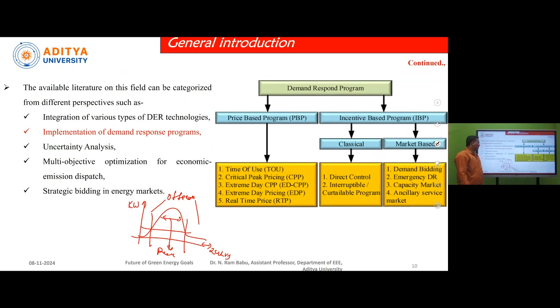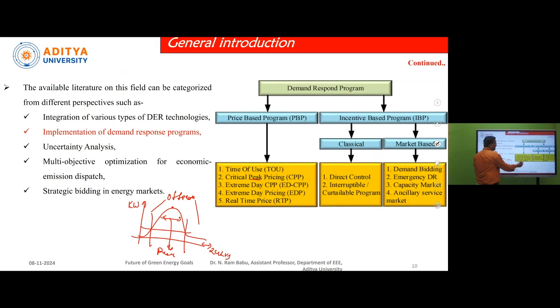If you observe this graph, during off peak hours, the electricity bill will be very less. And during peak hours, the electricity bill will be very high. So that's why here it is mentioned as critical peak price. During peak hours, the electricity bill will be very high.